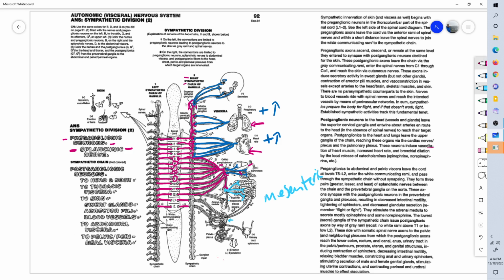And you can see branching off here from the T12 area is a preganglionic neuron that is going to directly innervate the adrenal medulla. This is for, guess what? What does adrenal sound like to you? What does it look like to you? Adrenal, adrenaline. So what will happen is adrenaline will be pumped out from the adrenal medulla.